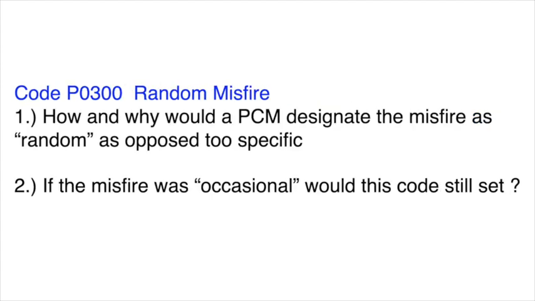P0300. How and why would a PCM designate the misfire as random as opposed to specific? And if the misfire was occasional, would it still set this code?